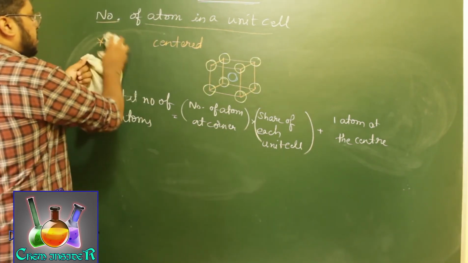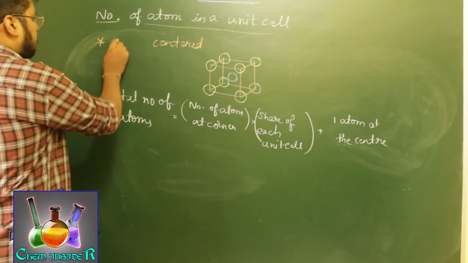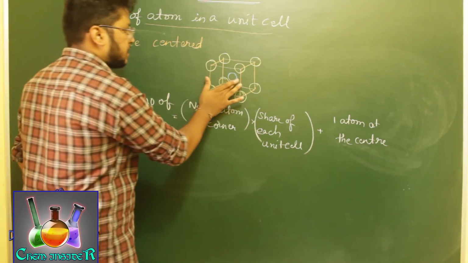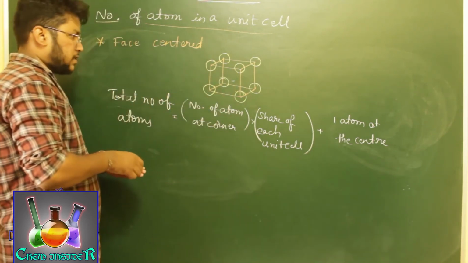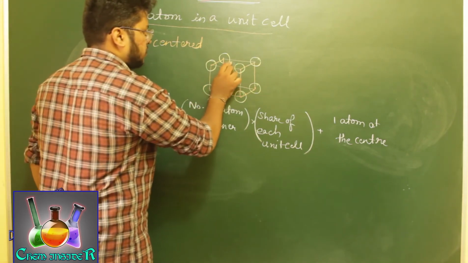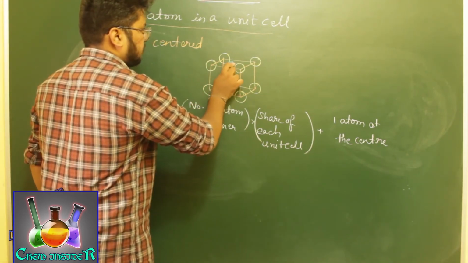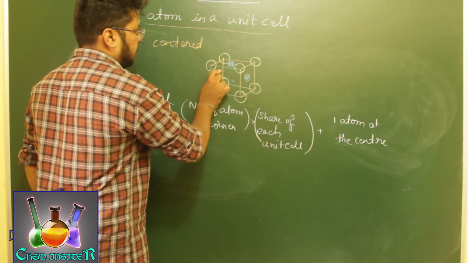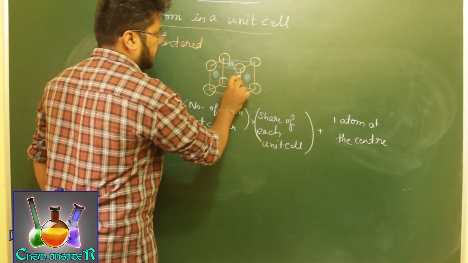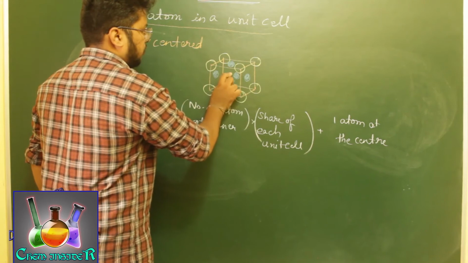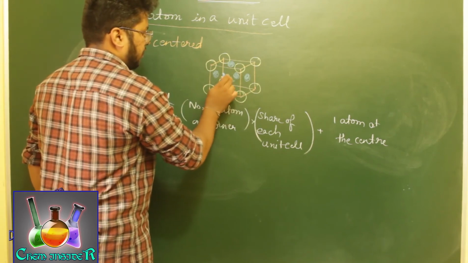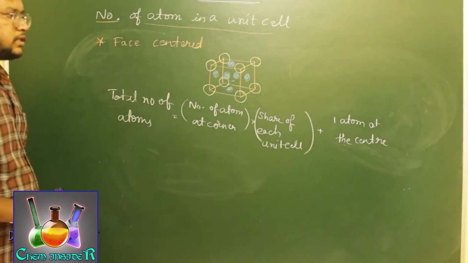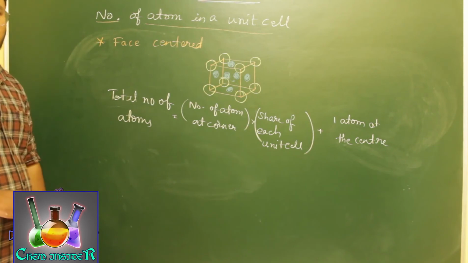So now for the face centered, what we know is there are 6 atoms present in 6 faces, right? 6 atoms present in 6 faces. So this is face 1 atom, this is face 2, face 3, this is face 4 on the back side, face 4 on the front side, face 5 on the front side, and face 6 at the bottom. So there are 6 atoms each present at the center of each face of a cube.